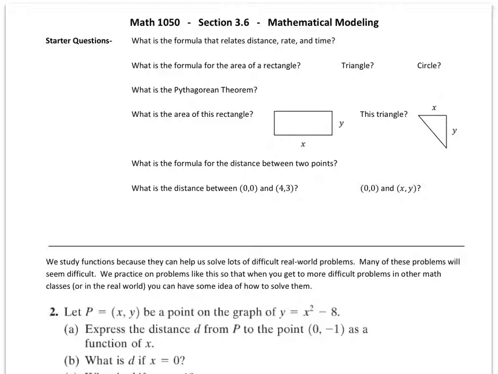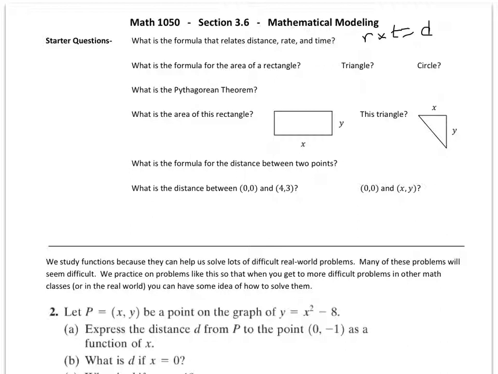What's a formula that relates distance, rate, and time? Distance equals rate times time. Now I will always write it this way: rate times time equals distance, and you'll see why later because of the way I set these up. So rate times time equals distance.